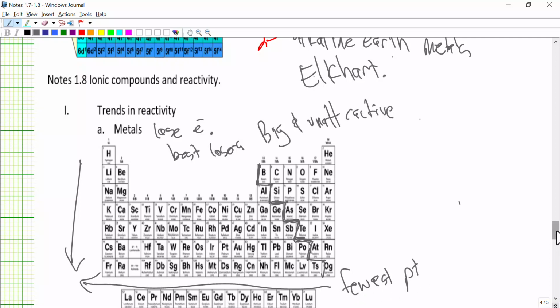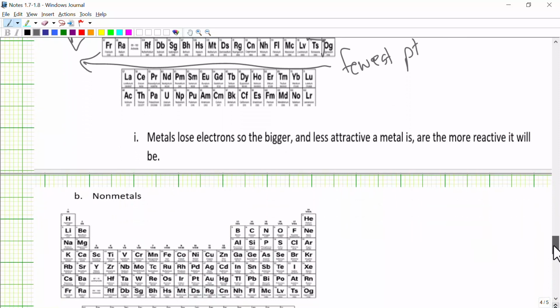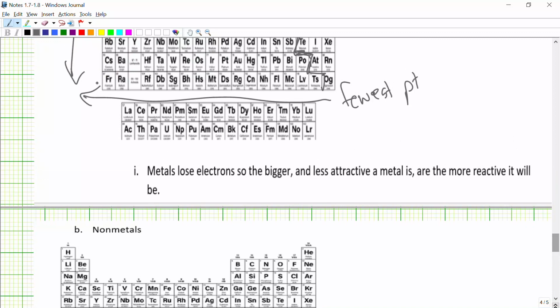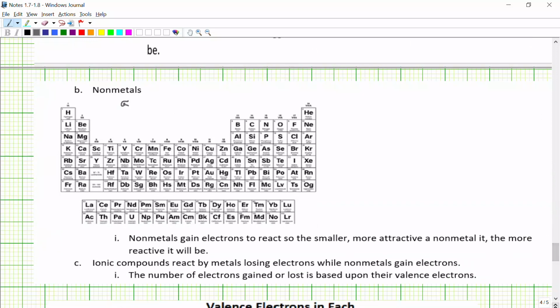Okay? Now I'm sure this is all written down right here. Metals lose electrons, so the bigger, less attractive metal is closer. The bigger and less attractive the metal is, the most reactive it will be. Most reactive metal on Earth is francium. Oh, look out, francium. Non-metals. You need to know non-metals gain electrons. If you gain electrons, you should be small and attractive. Now, I do want to point out that the noble gases are non-metals, but they don't react. So that means fluorine is the most reactive non-metal.